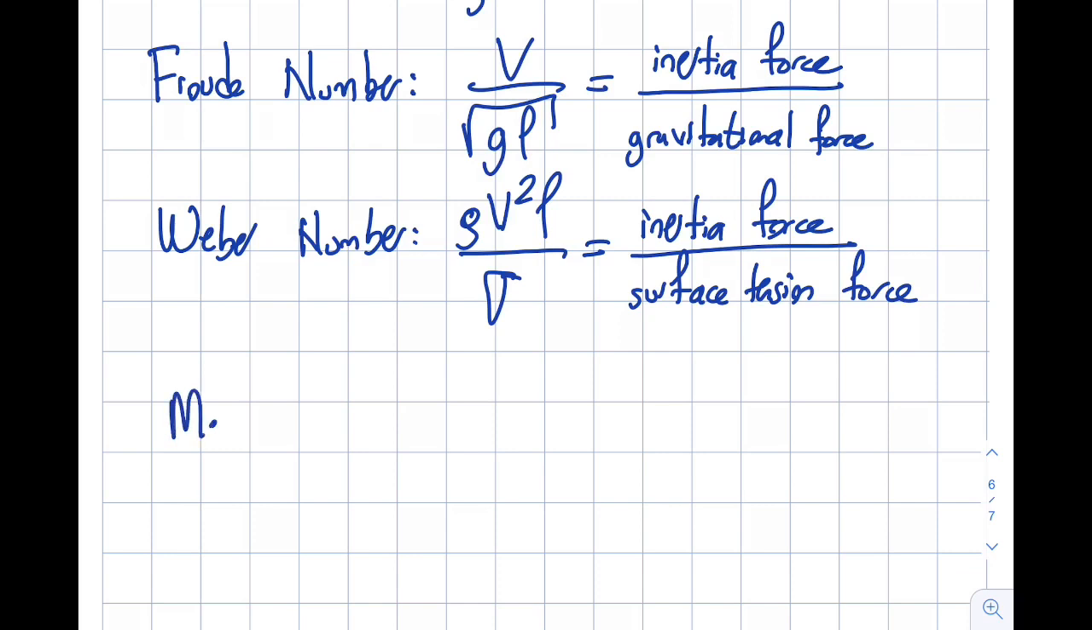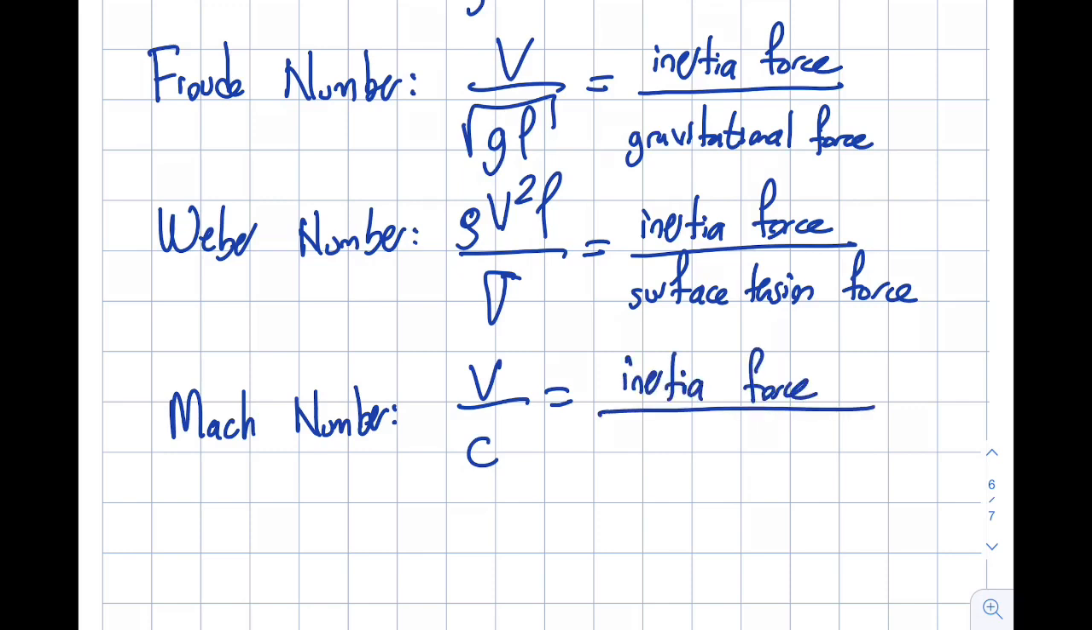Next is Mach number. Mach number is defined by the velocity divided by the speed of sound in the media. This will be the ratio of inertia force to compressibility force. As you can see from the mathematical definition, this is important for flows when the compressibility should be taken into account.